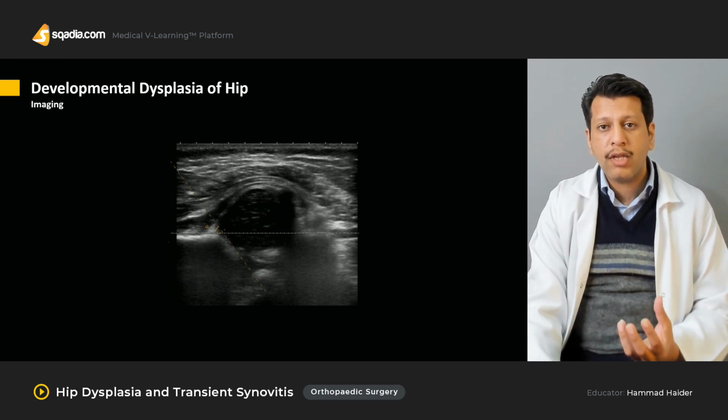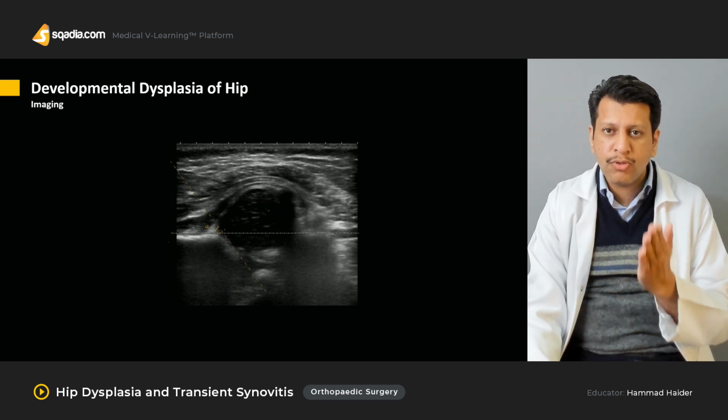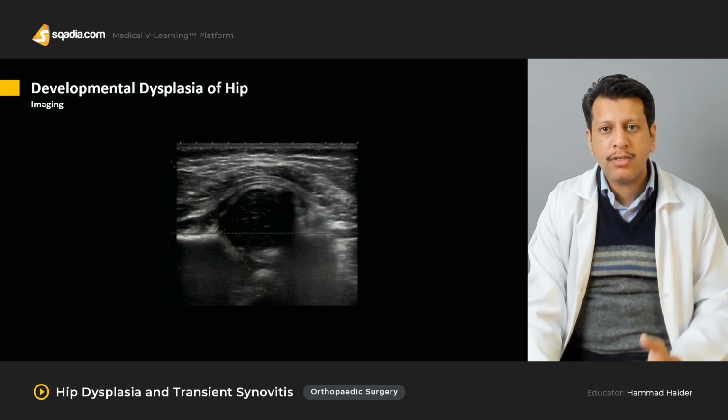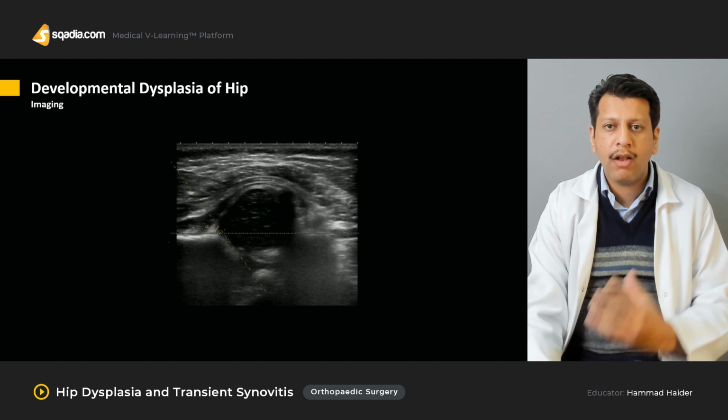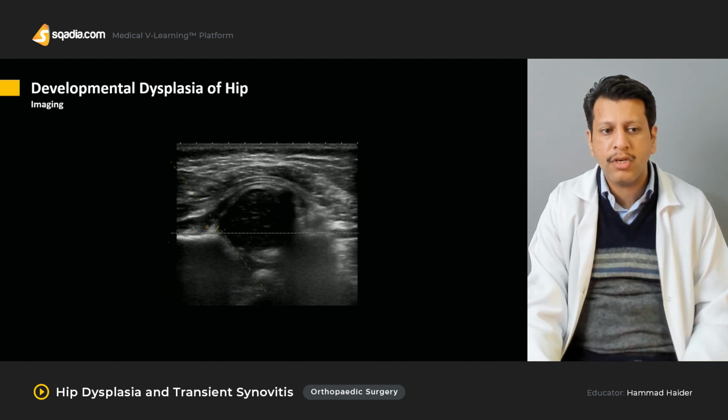Therefore, that is how, in the first 3 to 4 months, the X-rays are not that useful. You will have to go for an ultrasound or musculoskeletal ultrasonography to actually calculate the alpha and beta angle so that you can appreciate whether there is associated developmental dysplasia of the hip or not.